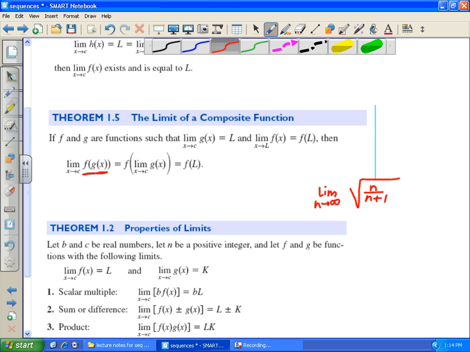The inner function is n over n plus 1. The outer function is the square root function. This theorem is saying, first find the limit of the inner function, whatever that is, and then apply the outer function to that limit. So for example, just find the limit of n over n plus 1 as n goes to infinity. What is that limit? We just did that, right? What is the limit of n over n plus 1? Degree of the top equals degree of the bottom. So what is that limit?